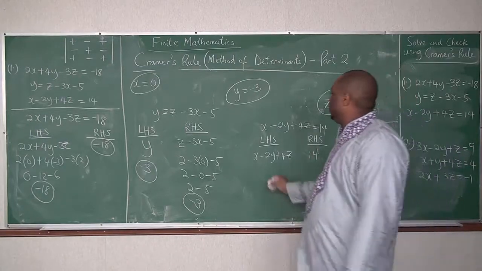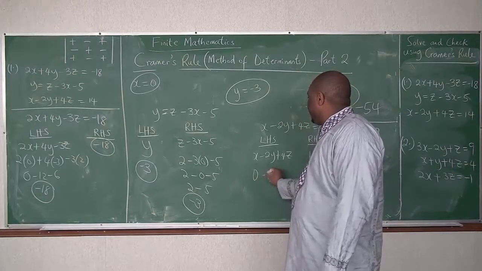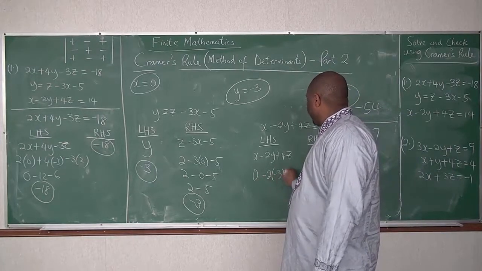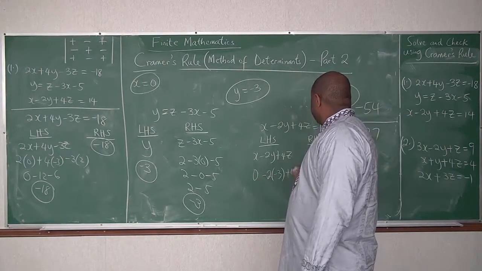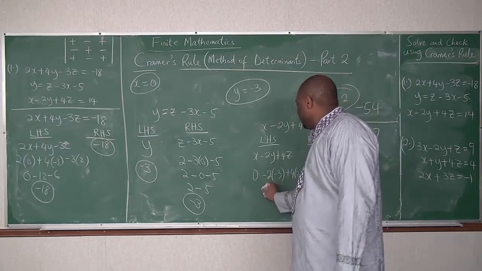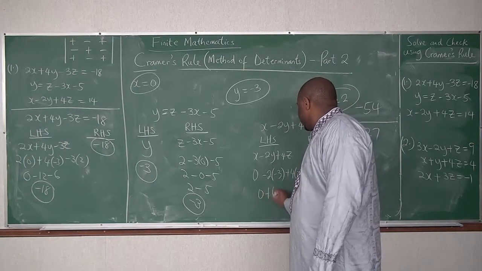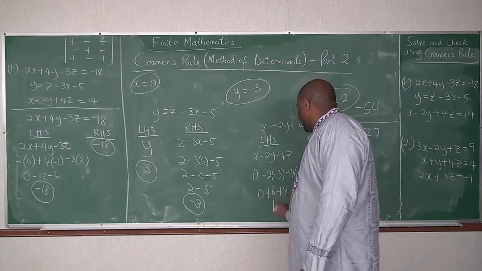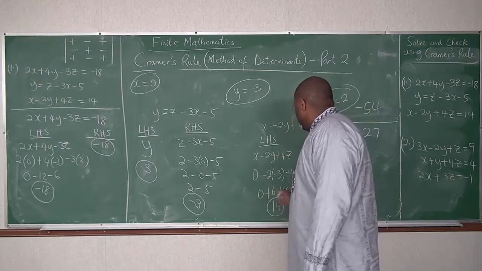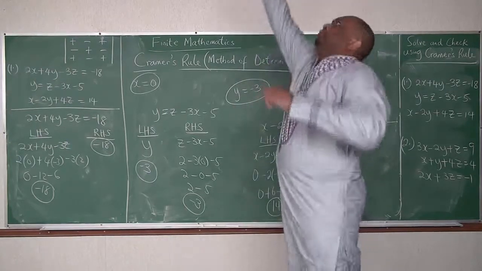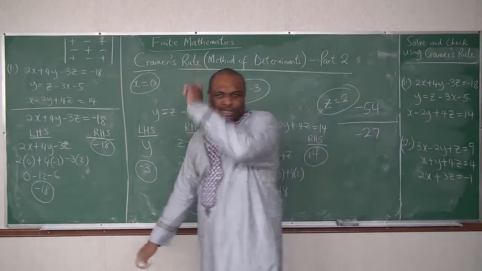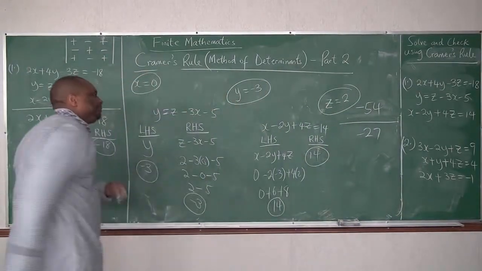So x is 0. This is minus 2 times minus 3 plus 4 times 2. So this is 0 plus 6 plus 8, 14. 14 on your left, 14 on your right. That is silly.